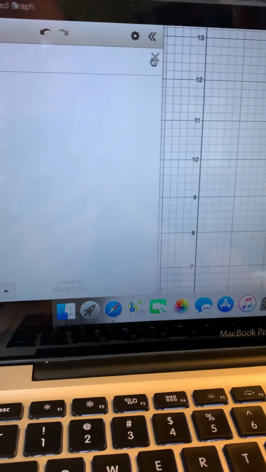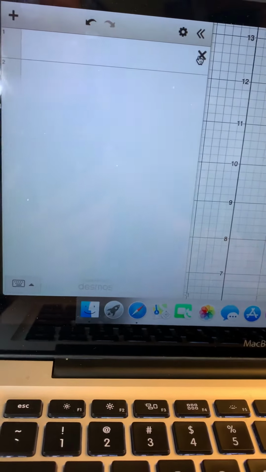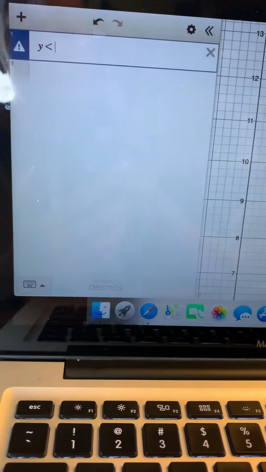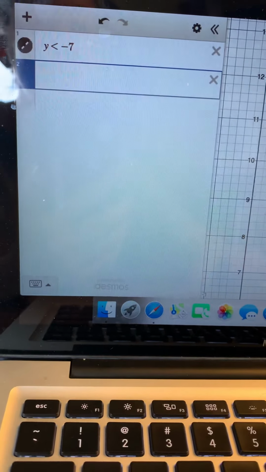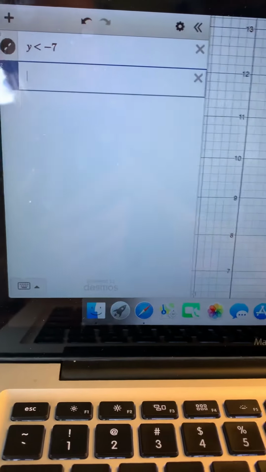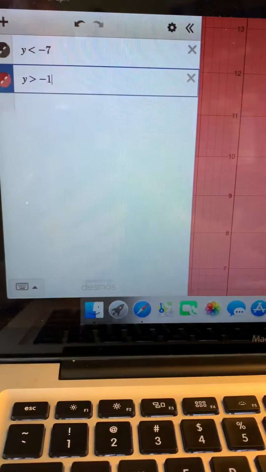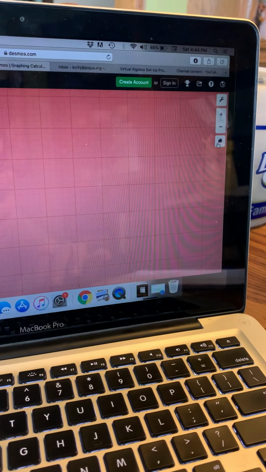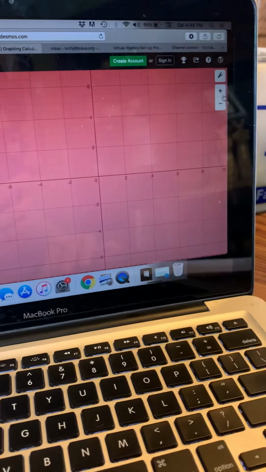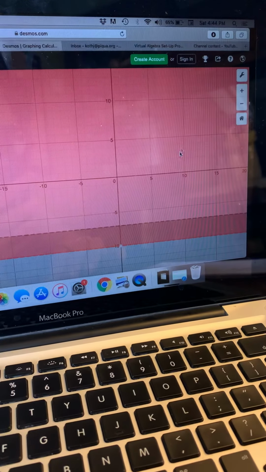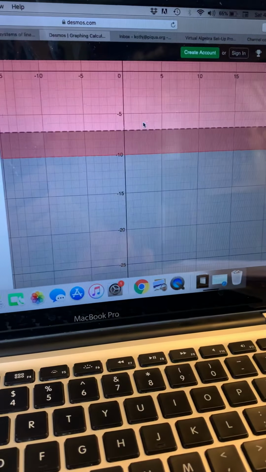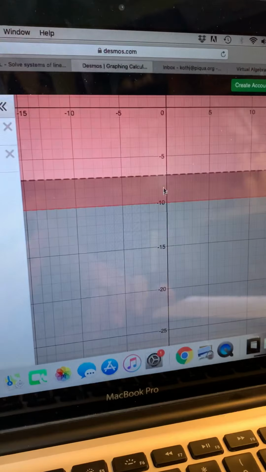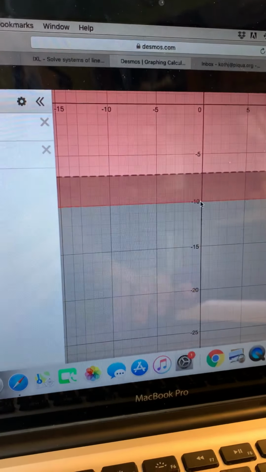The first one says y is less than -7. The second one says y is greater than -10. I need to reset my window over here, so I'm going to click on the house, and also maybe zoom out a little bit. There's our two lines. Both of them are dotted because they are open symbols. Desmos reminds you those are horizontal lines where y is -7 and y is -10.